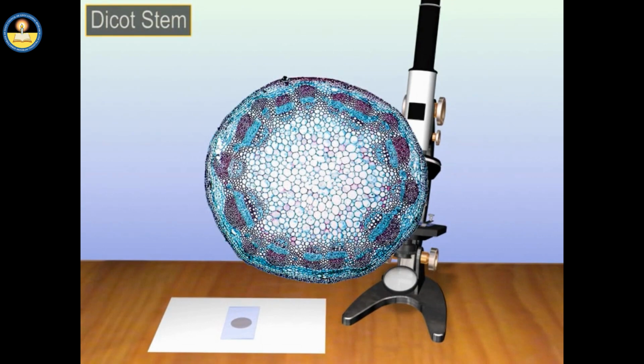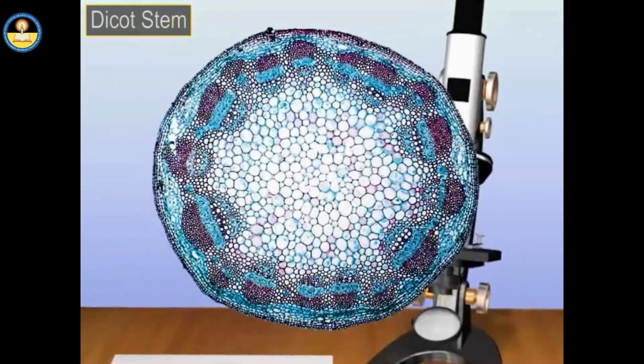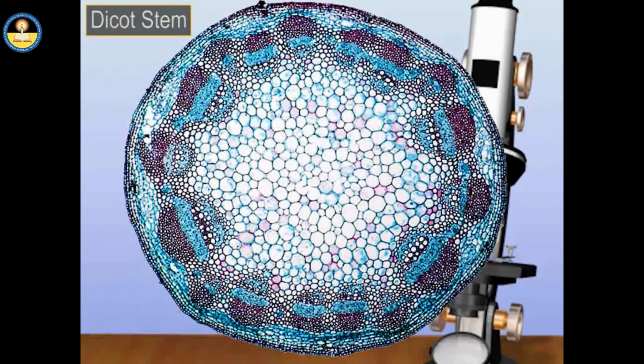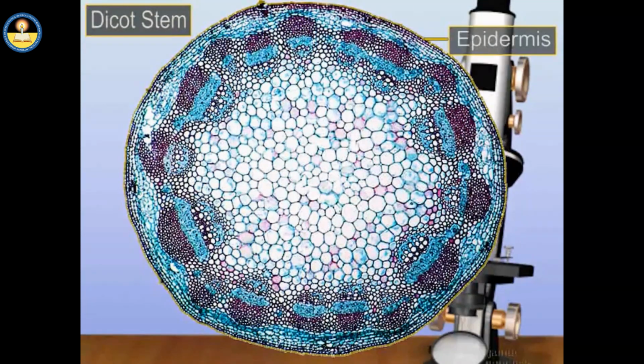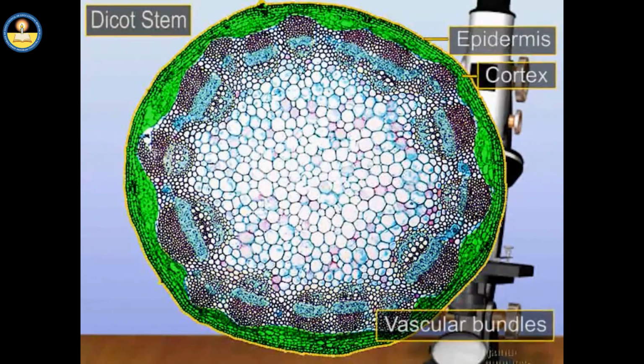This is a transverse section of a dicotyledonous stem when seen through a microscope. The cells are found to be organized in different layers like epidermis, cortex, vascular bundles, and pith.